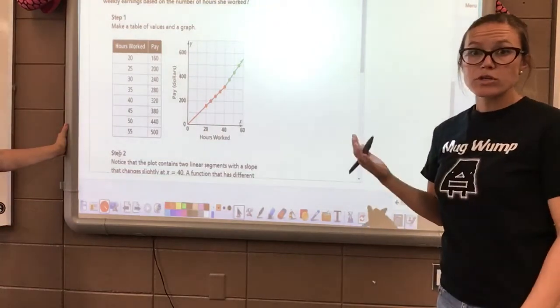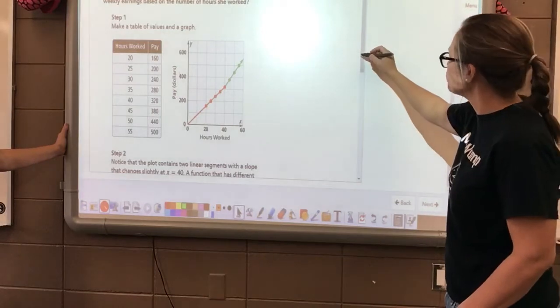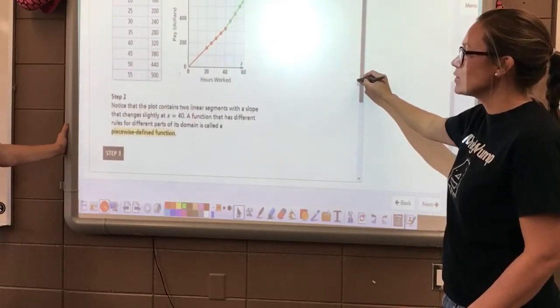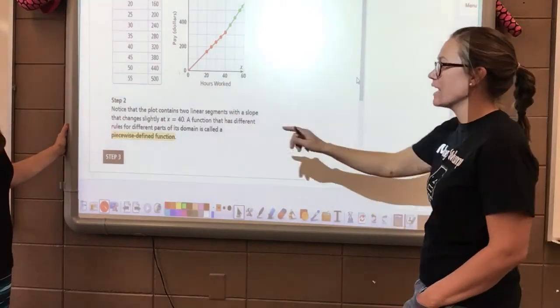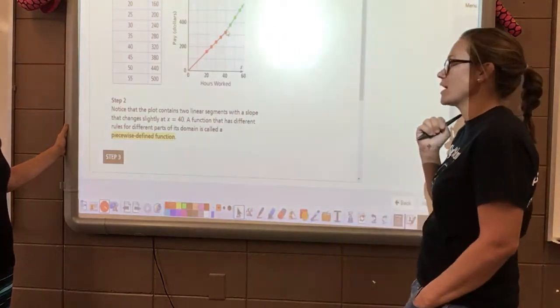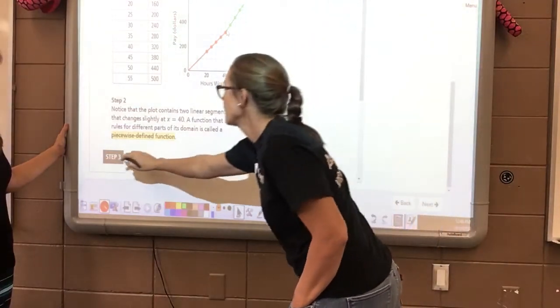So step one was make a table. You should do that by hand and write it out somewhere in order to make the graph. Step two, notice that the plot contains two linear segments with a slope that changes slightly at x equals 40. So that's our spot where things change. This is the definition of a piecewise function.